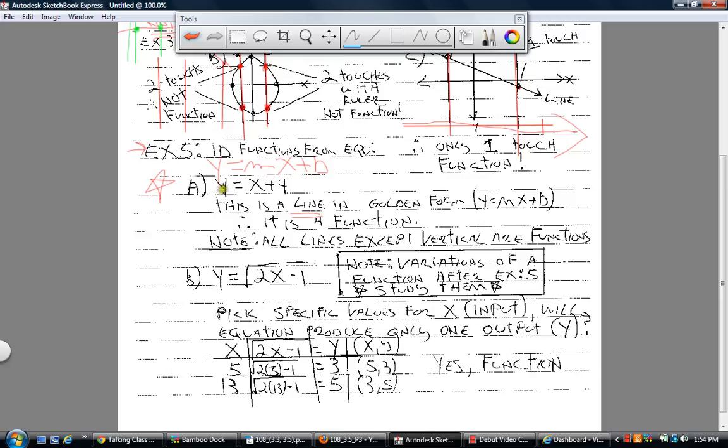Okay, you could graph this. The slope would be what in this class? I don't see anything in front of the x. What's the default coefficient? You pop up the 1. So slope is 1. Up 1 over 1, right? What's the y-intercept? 4.